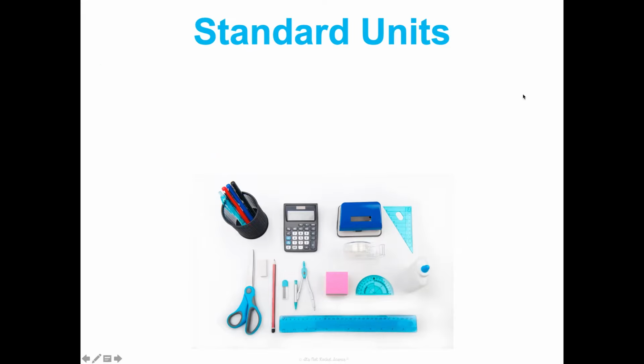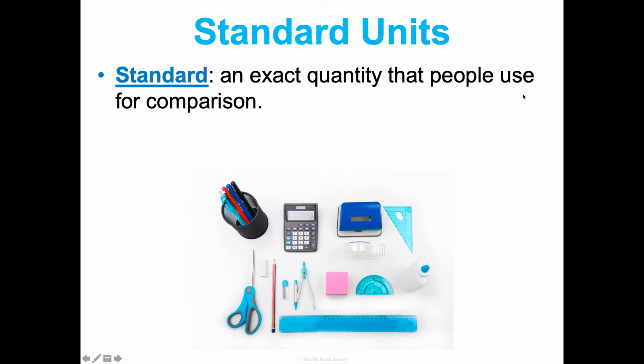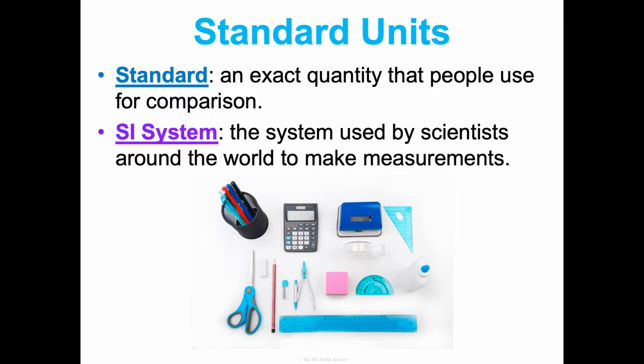Let's keep trucking. Standard units. So a standard is an exact quantity that people use for comparison. And the SI system is a standard system used by scientists around the world to make measurements. So basically, we want to be measuring things the same way and in the same language, so to speak, so that scientists in all sorts of different countries can share data with each other and compare their measurements.